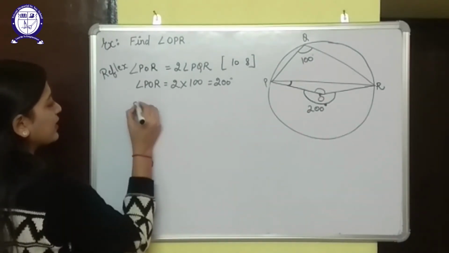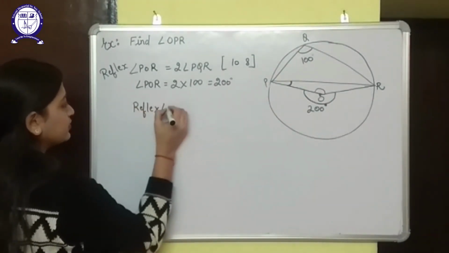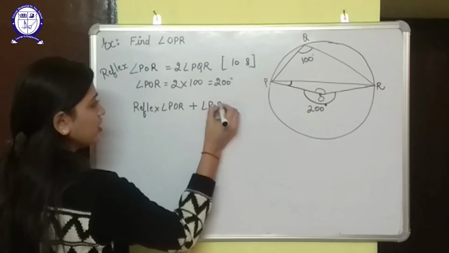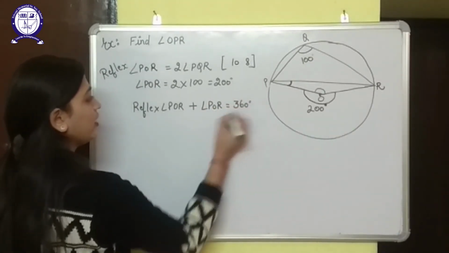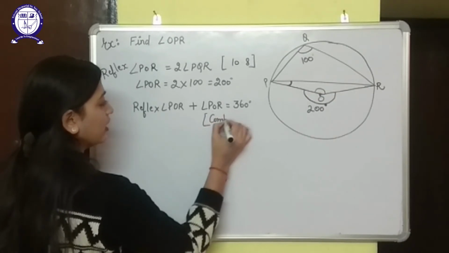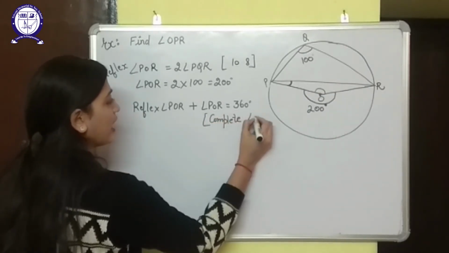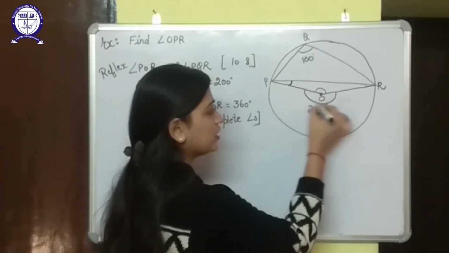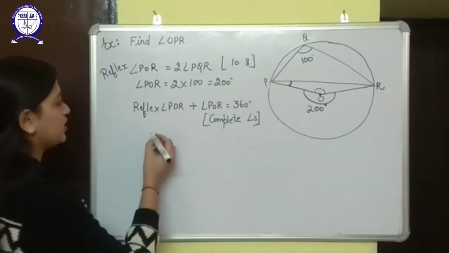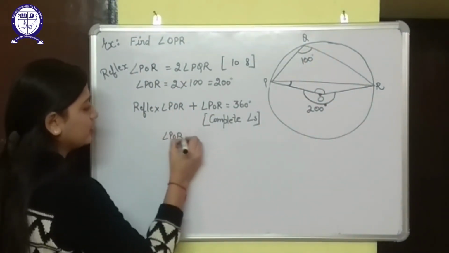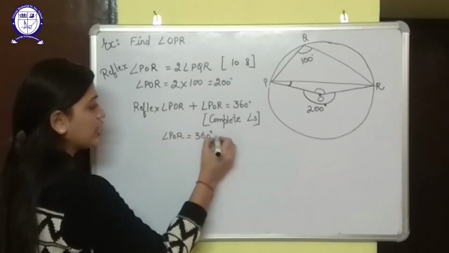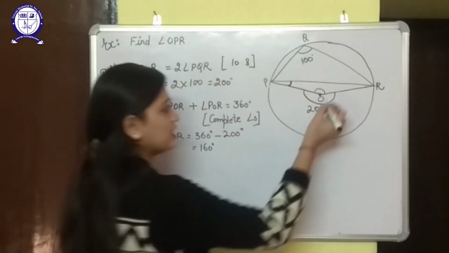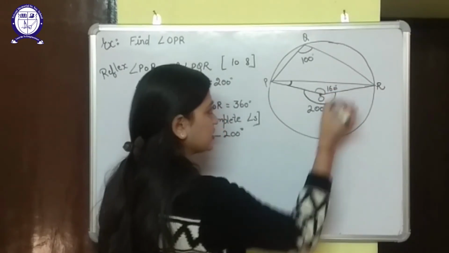Okay, now we know that reflex angle POR plus angle POR is equal to 360 degrees. The reason is complete angle, because this is the angle formed on a point. So these two angles will add up to 360 degrees. So angle POR will be 360 degrees minus 200 degrees, that is 160 degrees. This means that this angle is 160 degrees.